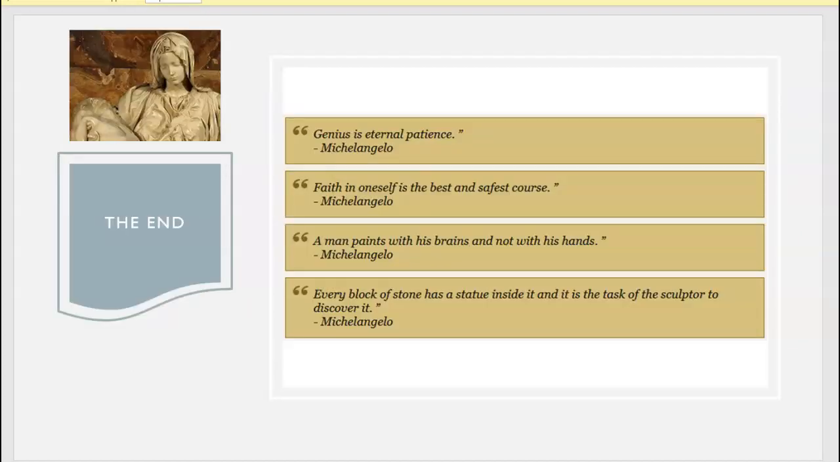And we come to the end. Just some famous quotes by Michelangelo. Genius is eternal patience. Faith in one's self is the best and safest course. A man paints with his brains and not with his hands. Every block of stone has a statue inside it, and it is the task of the sculptor to discover it.